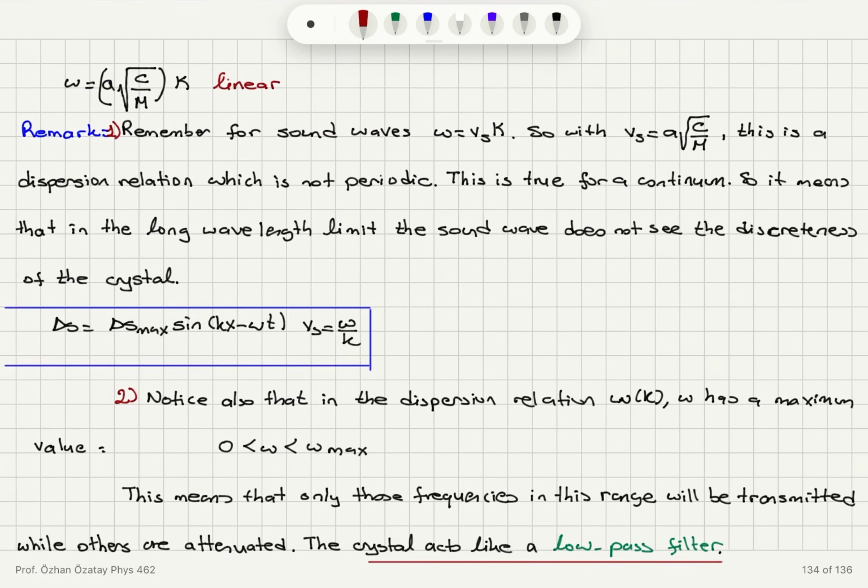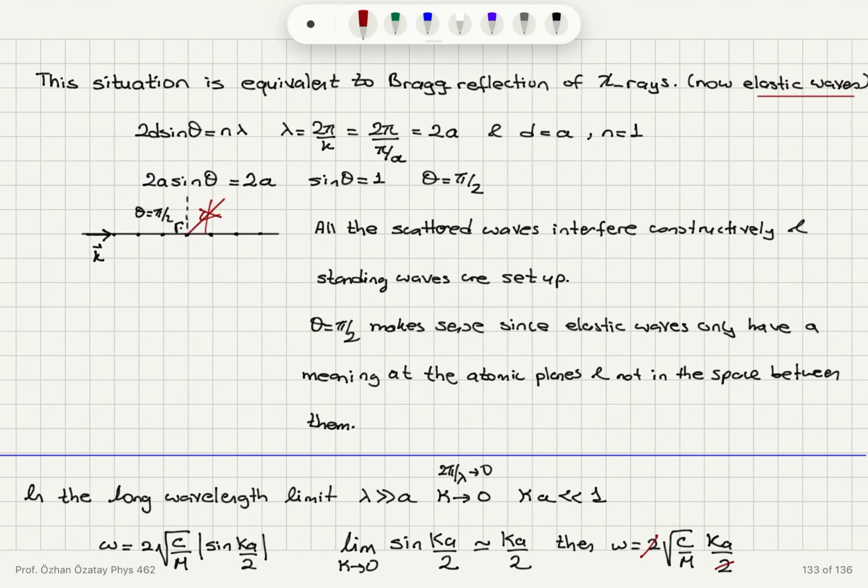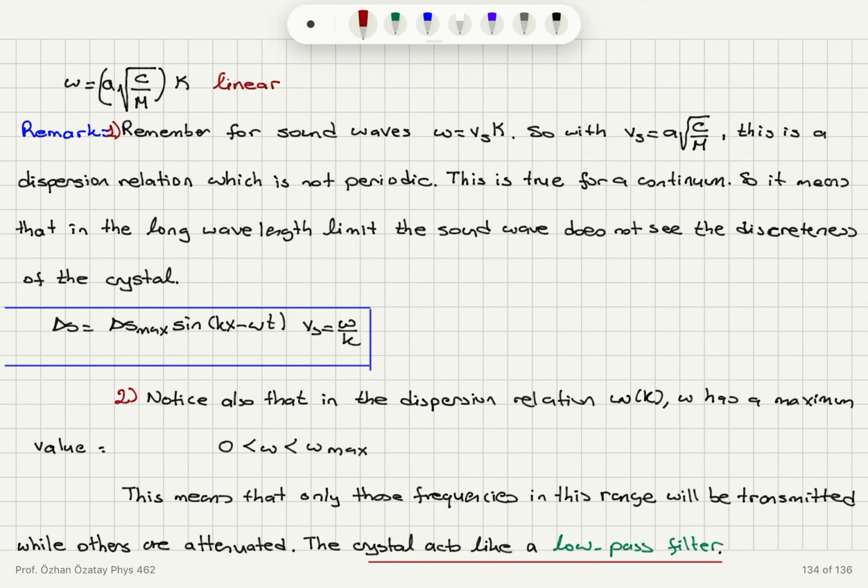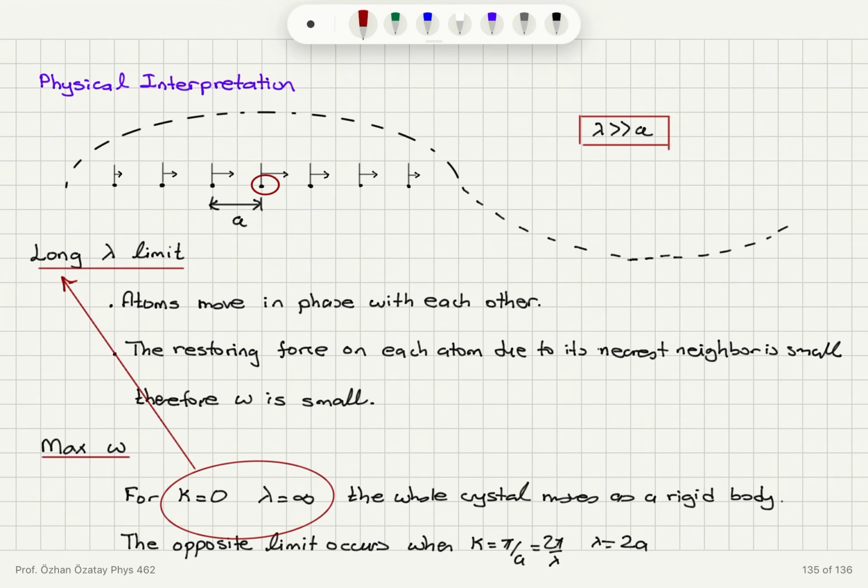Now, in order to interpret the long wavelength limit, I substituted for sine of ka over 2 just ka over 2, and I find the linear relationship, which will be the case for sound waves traveling in the medium, so that's in the continuum limit. So long wavelength sound waves will not see the discreteness of the crystal. And because I have a maximum angular frequency that can be transmitted, the crystal acts like a low-pass filter.